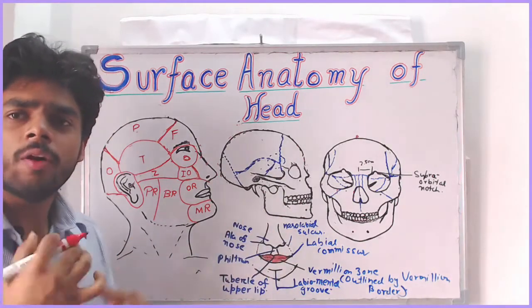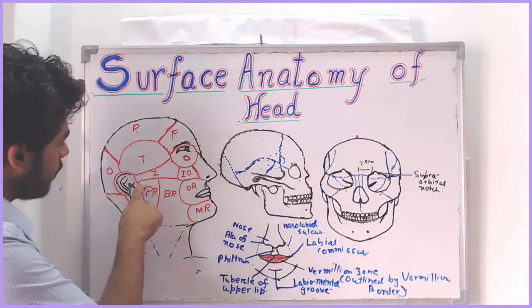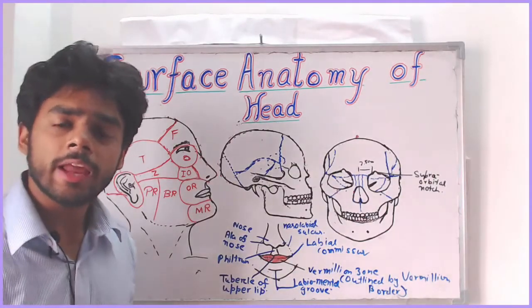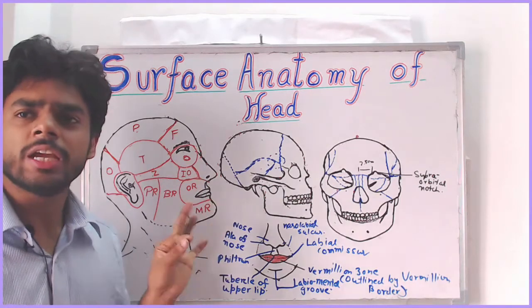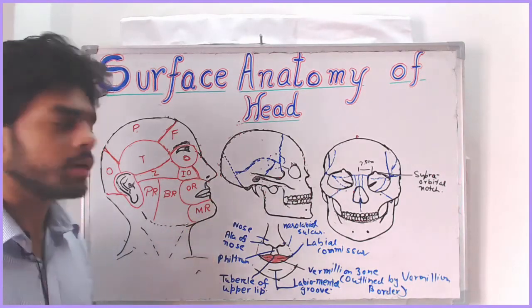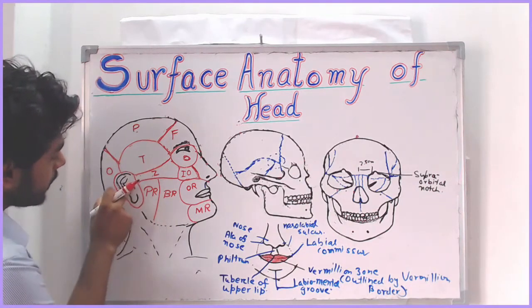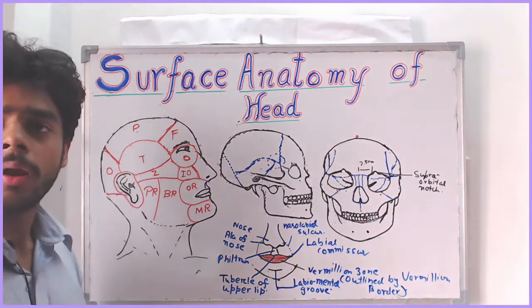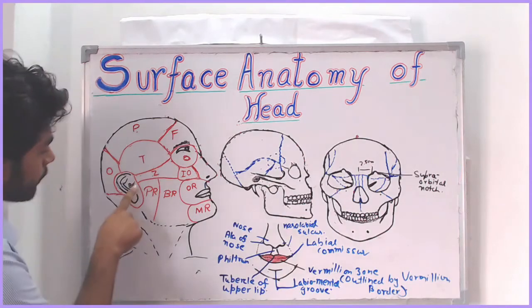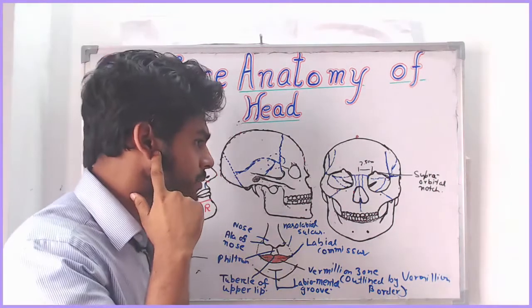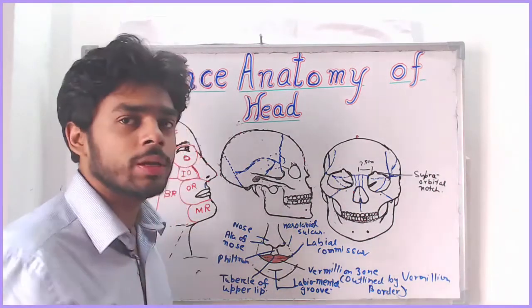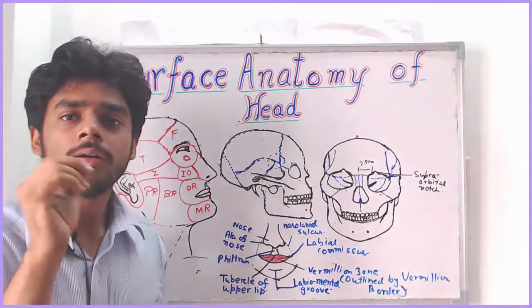Then the head of the mandible, where you can palpate the head of the mandible. It can be palpated, that is, checked, in front of the lower part of the tragus. See, this is the tragus, the triangular part. In front of the lower part of the tragus, when you touch here, you are actually feeling the head of the mandible.